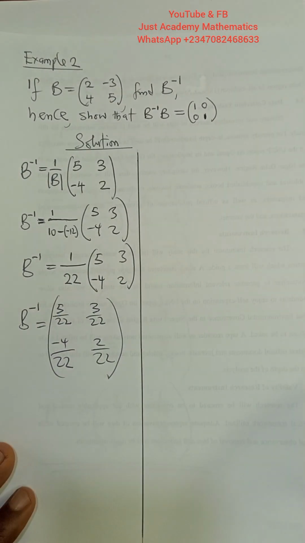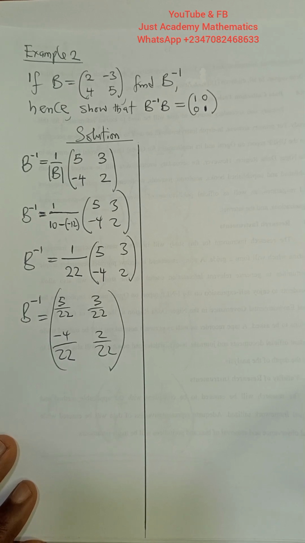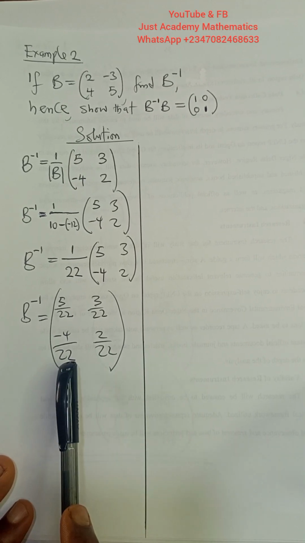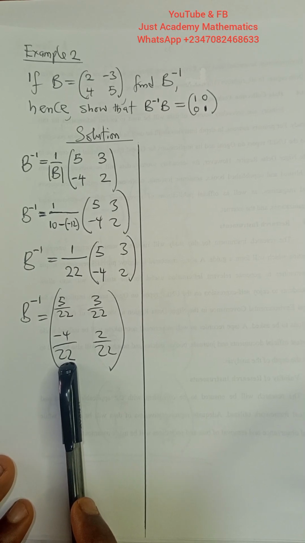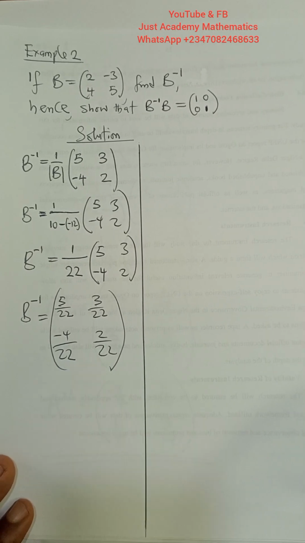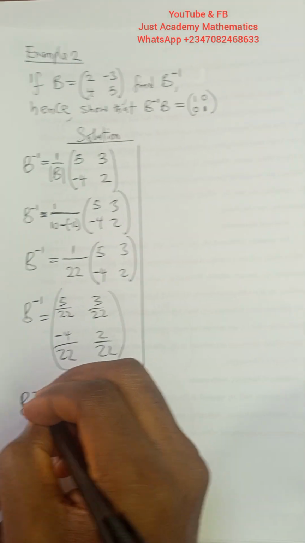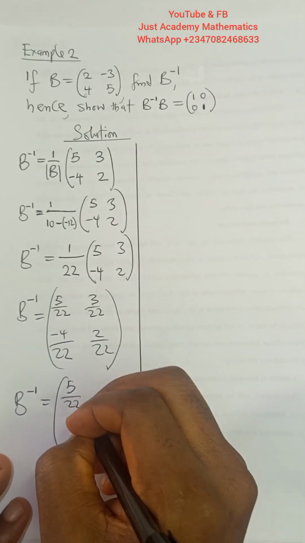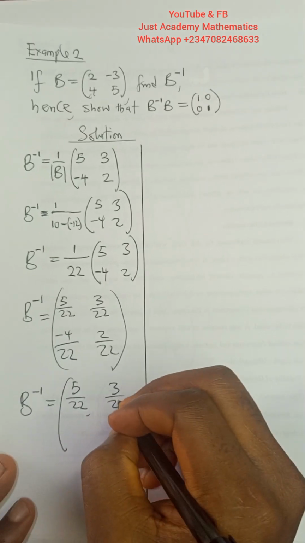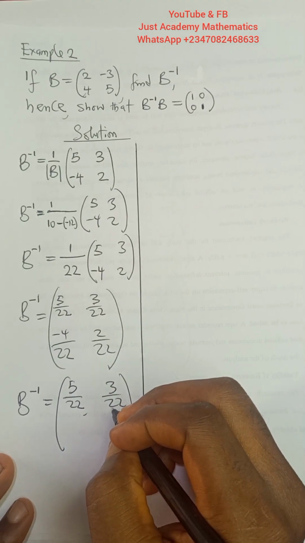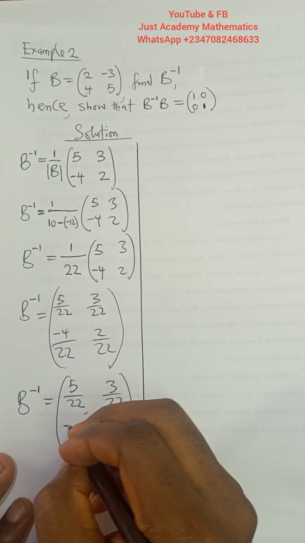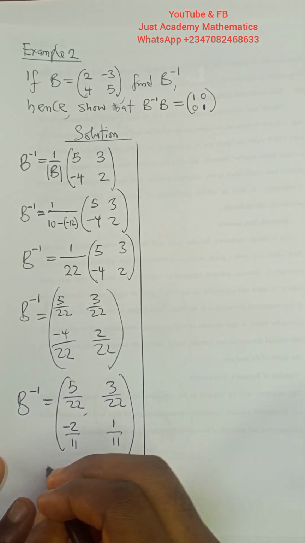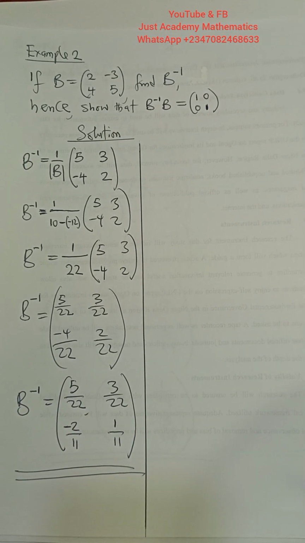Are you with me now? So we conclude again by reducing the values. If we want to reduce the values, but we can work with this without reducing the values, but let's just reduce it to the lowest term. So B inverse is actually 5 over 22, followed by 3 over 22. Nothing can go there. But for this one, 2 can go. So we have minus 2 over 11, and here we have 1 over 11. This is actually B inverse.